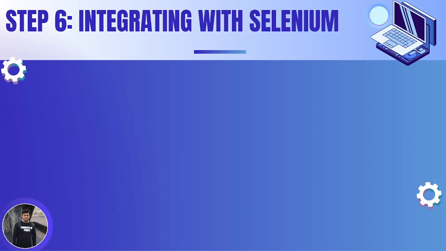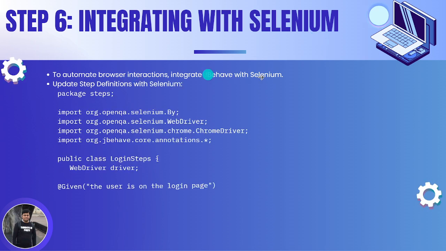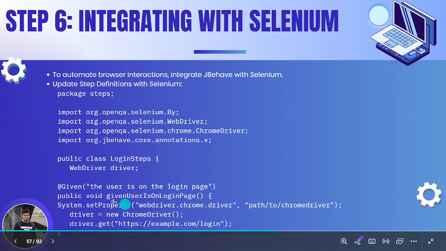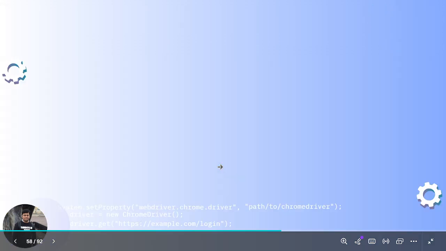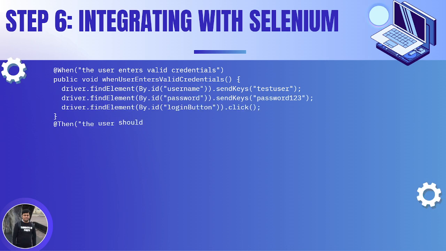Next is integration with Selenium. To automate browser interaction, integrate JBehave with Selenium, and update the step definitions with Selenium. So you need to import the org.openqa.selenium driver and the other libraries required for Selenium, and then you can write the same code. System.setProperty, then driver = new ChromeDriver and go to the URL, and the code will be the same. It is written in Java.